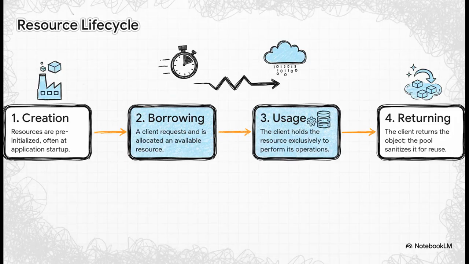Now, what's cool about this slide is that this four-stage life cycle applies to any kind of pooled resource, not just threads. A really great analogy is a library. Step 1, the library buys the books. That's creation. Step 2, you go and check a book out. That's borrowing. Step 3, you take it home and read it. That's usage. And step 4, and this is absolutely critical, you return it. The pool then has to sanitize it, make sure it's in good condition for the next person. This last step is so important for preventing state from one operation from leaking into the next.